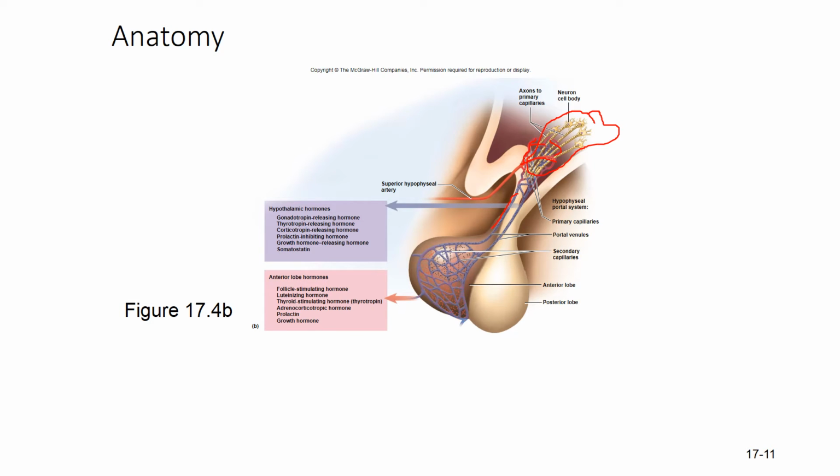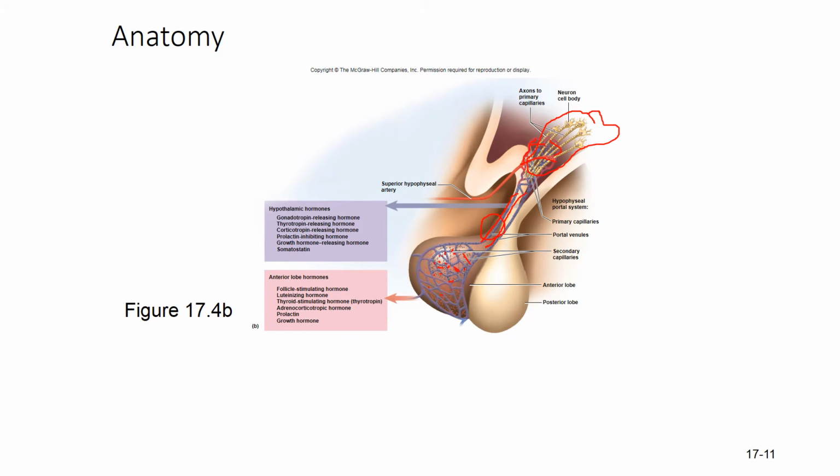They travel down this little portal through the infundibulum. Here's that little stalk where it adheres. Okay, the pars tuberalis. And then it's going to release those hormones. That's what all these little dots are right here. It's going to dump them into the anterior pituitary.